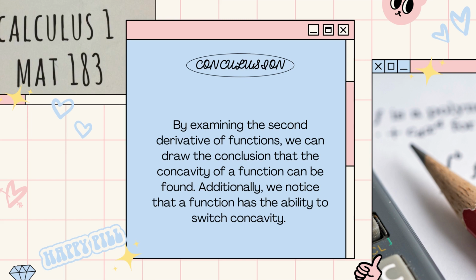The conclusion that we find is that by examining the second derivative of a function, we can draw the conclusion that the concavity of the function can be found. Additionally, we notice that a function has the ability to switch concavity.